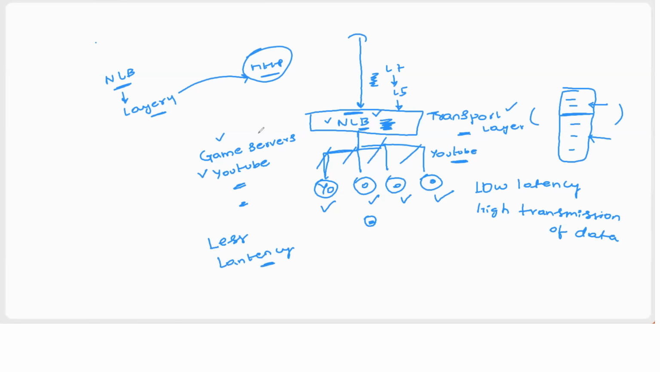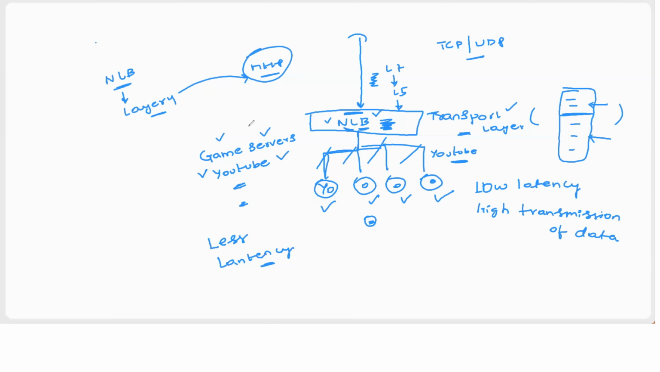And where is it used? It is most popularly used in game servers, YouTube, and video streaming platforms. These are the places where the network load balancer plays a critical role, and it acts at the transport layer. Basically, it performs routing on TCP and UDP packets, not on HTTP packets.